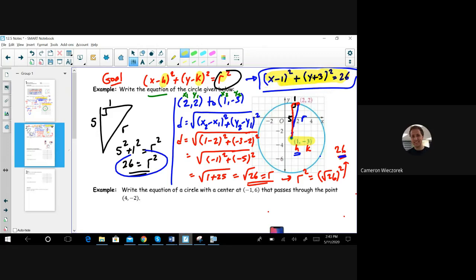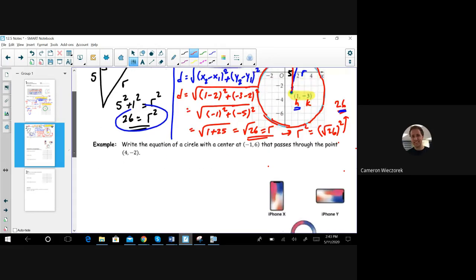And you'll notice in these examples we're doing here, whenever we're writing the equation, we're not plugging in anything for x and y. x and y would be any points on the circumference of the circle, but we're just trying to keep it general when we write the equation. But x and y would be any points that lie on that circumference.